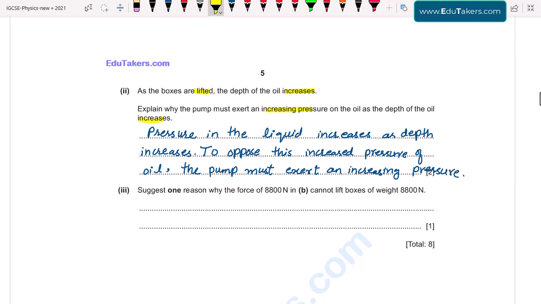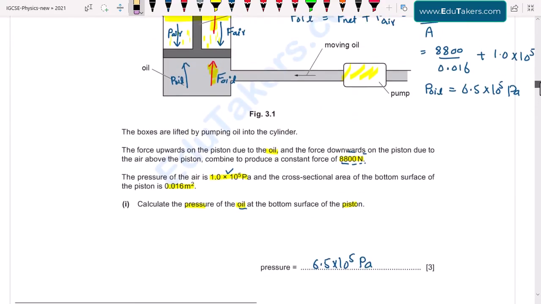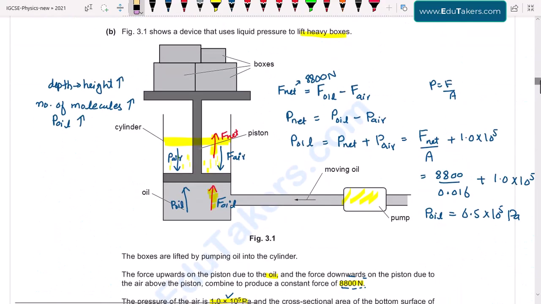Part 3. Suggest one reason why the force of 8800 Newton in Part B cannot lift the boxes of weight 8800 Newton. So going back to the diagram, we can see from here that the net force is acting in upward direction and its magnitude is 8800 Newton. And in the last part it is given that the weight of these boxes is also 8800 Newton. So there is also the downward force which is equal to 8800 Newton in such a way that net force must be equal to 0.